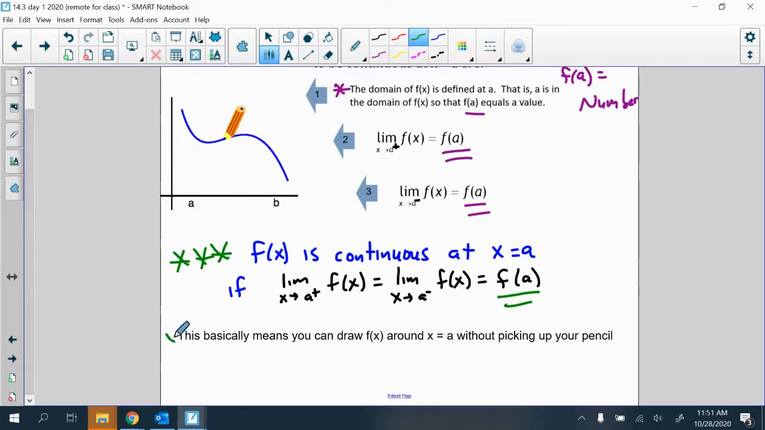And this basically means that you can draw f in the vicinity of x equals a without picking up your pencil. So once again, I can draw this around x equals a without picking up my pencil because the function value is equal to the limit from the left and the limit from the right.